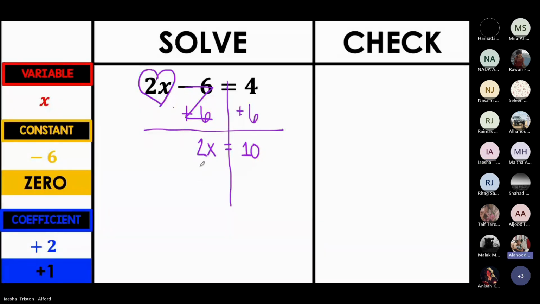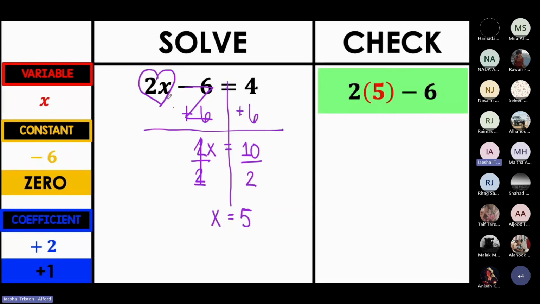How? Divide both sides by positive 2. Positive 2 divided by positive 2 makes positive 1. The x, keep it down. The equal sign, down. Positive 10 divided by positive 2 is positive 5. Done. If you want to check, instead of writing x, put parentheses and put positive 5. Okay?